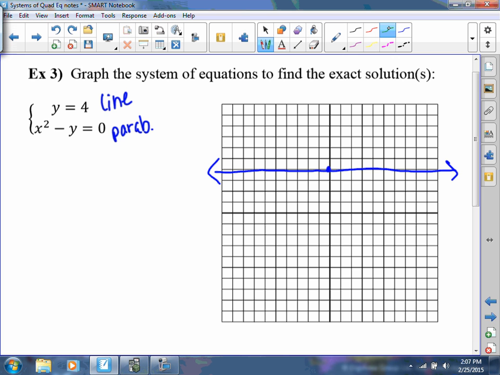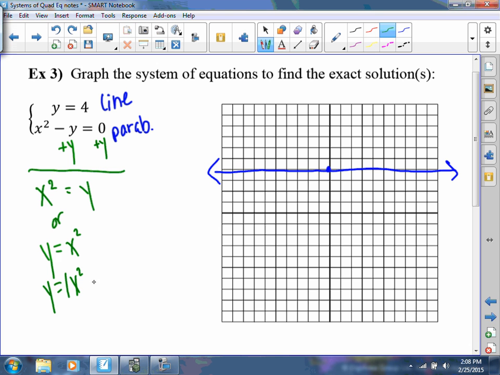Now the other equation then is going to be my parabola, but I have to solve it for y. So there's a couple different ways you could do this. You could subtract the x squared over and then divide everything by -1, or you could just add the y over to the other side. Okay, so then you get x squared equals y, and if you want to flip-flop it around, you can. Y equals x squared. So really what this is then is y equals 1x squared plus 0x plus 0.